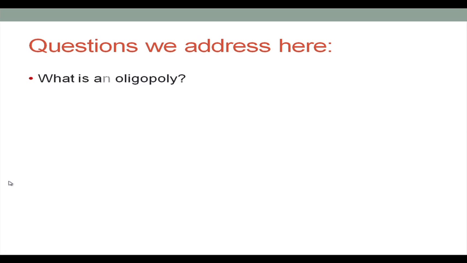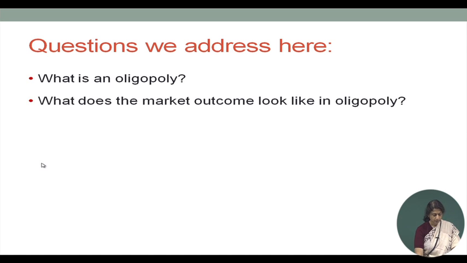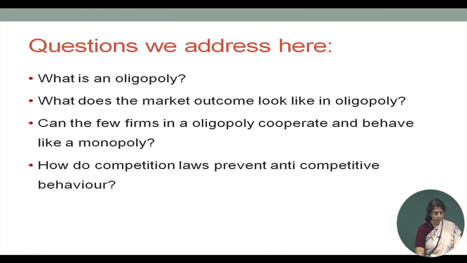So the questions we address here are: what is an oligopoly? What does the market outcome look like in oligopoly? Can the firms in an oligopoly cooperate and behave like a monopoly? And how do competition laws prevent anti-competitive behavior in an oligopolistic market structure?